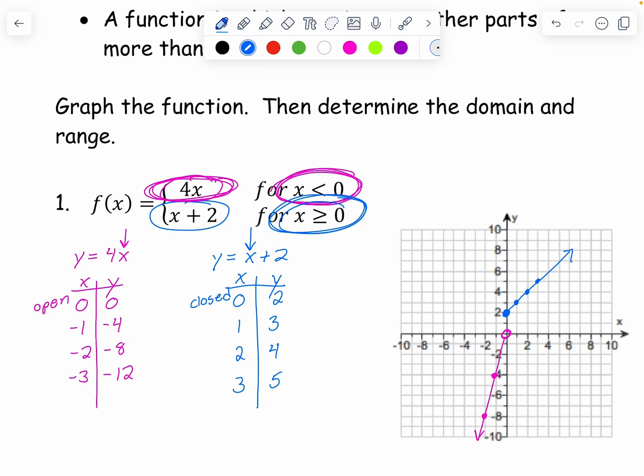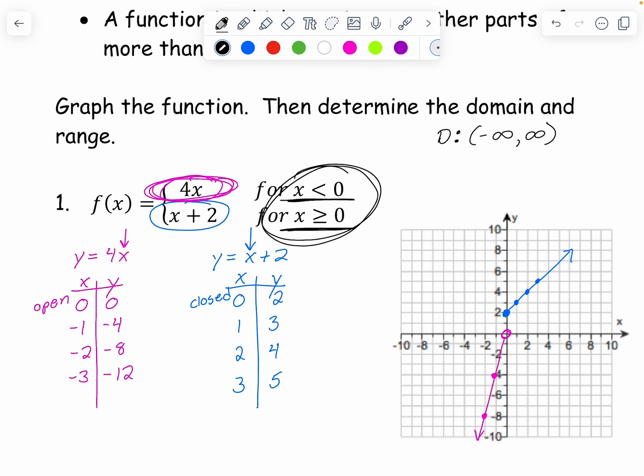Now, to determine our domain and range, for the domain, we need to think about what all the possible x values are. Well, we can simply get that from the problem. So if I get rid of my circles here, for my domain, this tells me that x can be anything smaller than 0. This tells me that x can be equal to 0, and it can be anything bigger than 0. So right there, that tells us that x can be anything. So our domain is going to be negative infinity to positive infinity.